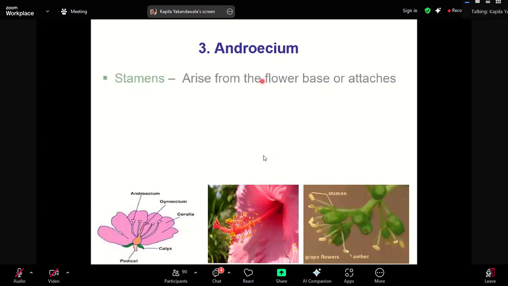Androecium is the male part. It includes stamens.